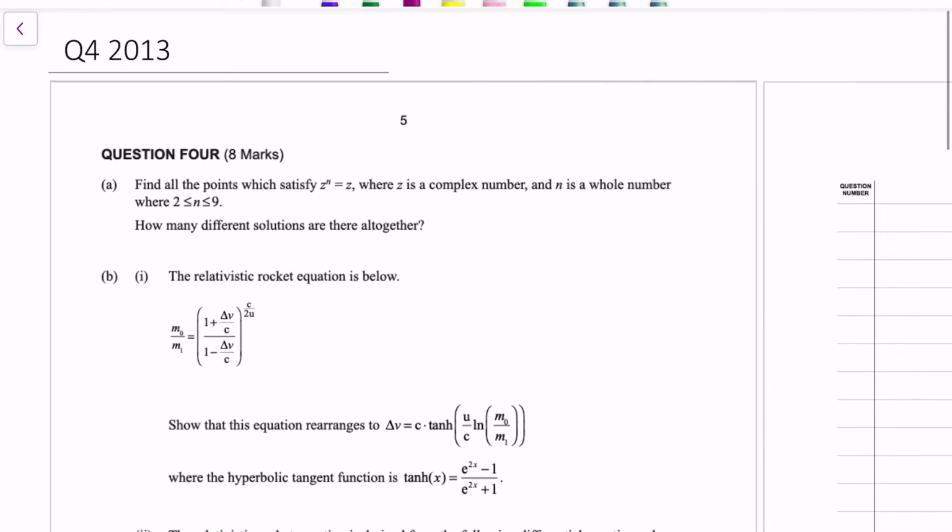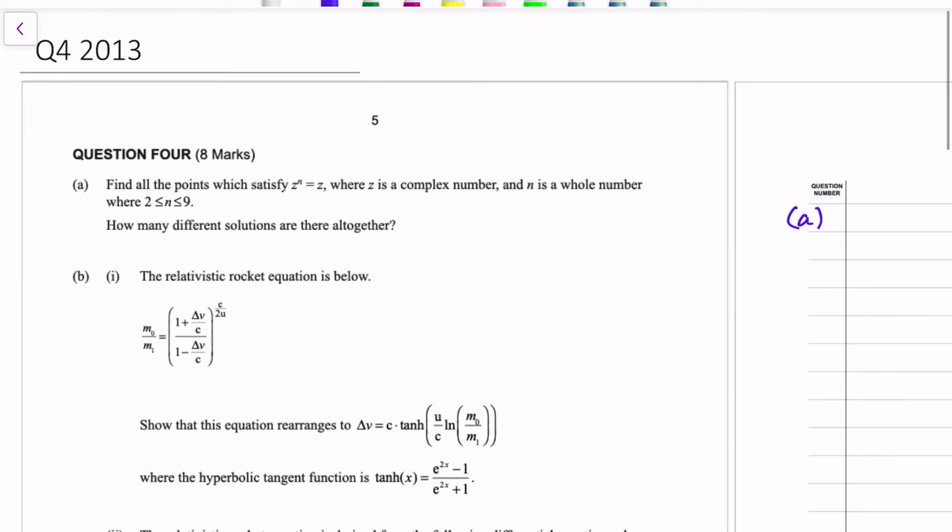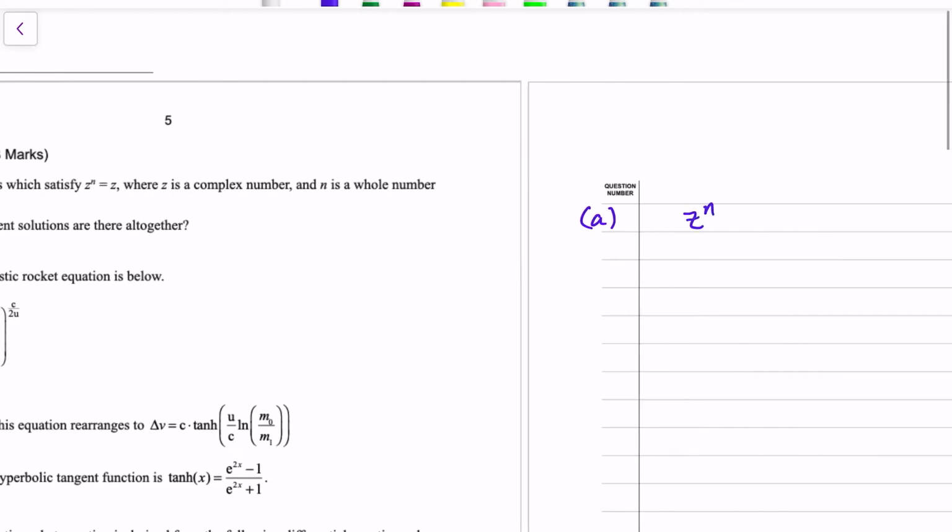Okay, so first up, we're solving z to the n equals z, and we're told that n is a whole number between 2 and 9. So a case-by-case strategy is actually a good method to employ in this. What you do need to realise though is that z to the n equals z, irrespective of what n is, always has z equals 0 as a solution.